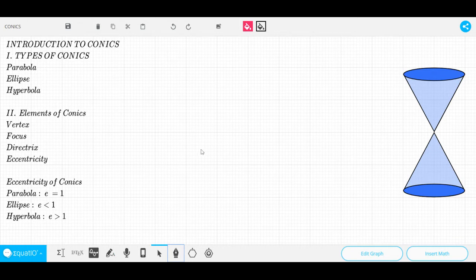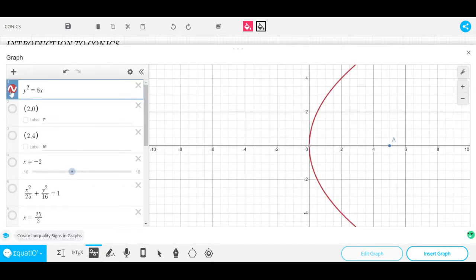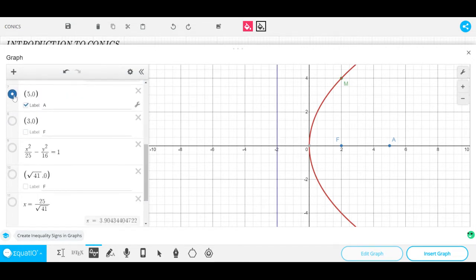We'll start by drawing a parabola, so we can talk about the focus, the directrix, and the relation between the focus and the directrix with respect to the eccentricity, because the eccentricity depends on the focus and the directrix. I'll start by drawing you guys a parabola. This is a parabola. This is the focus of the parabola, point F. Point M is any point on the parabola, and x equal minus 2 is the directrix of the parabola.